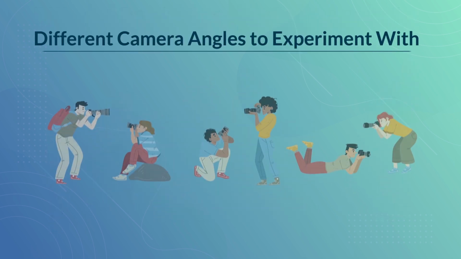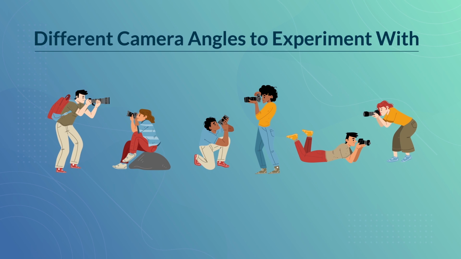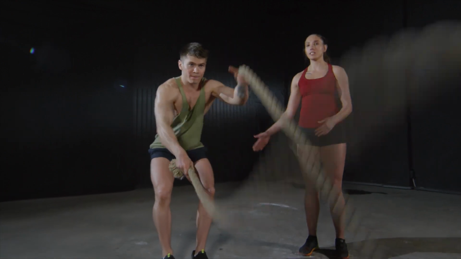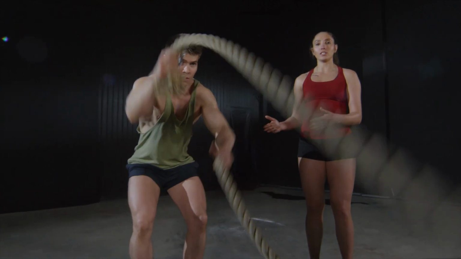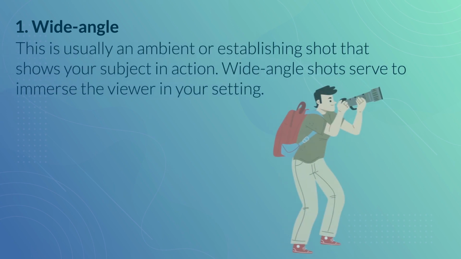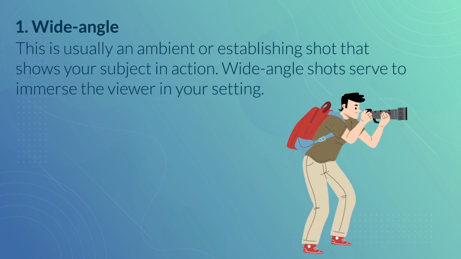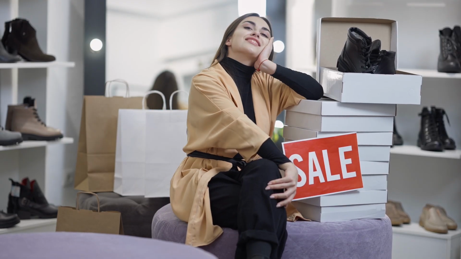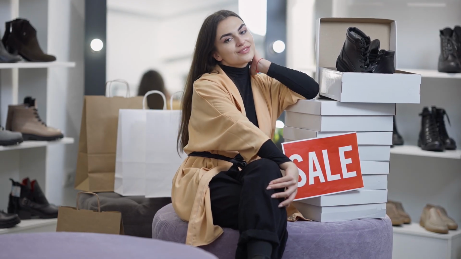Different camera angles to experiment with. When it comes to B-roll, make sure you experiment with a few different perspectives to offer yourself adequate diversity. 1. Wide angle. This is usually an ambient or establishing shot that shows your subject in action. Wide-angle shots serve to immerse the viewer in your setting.